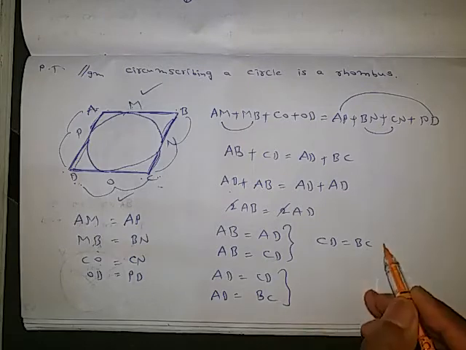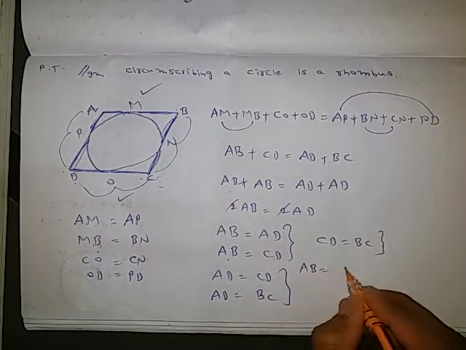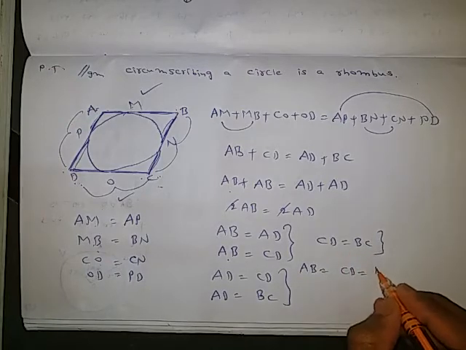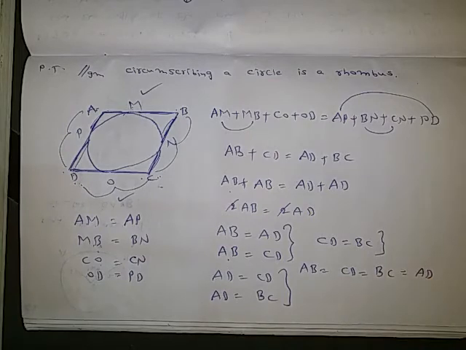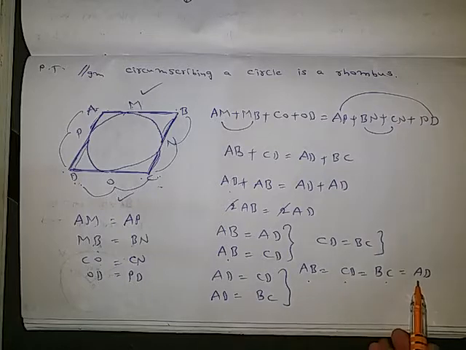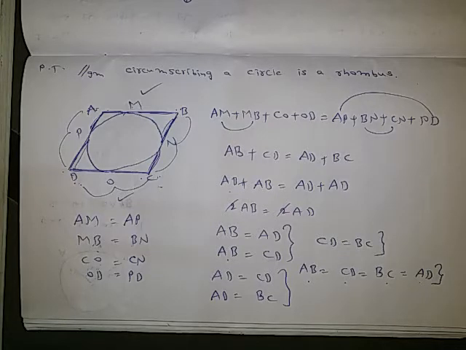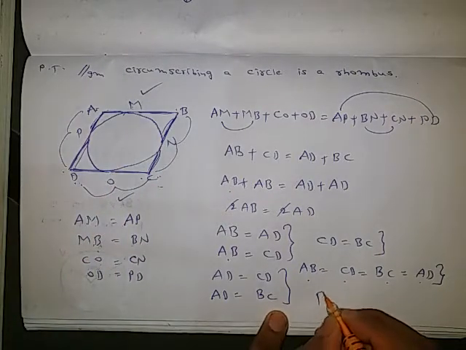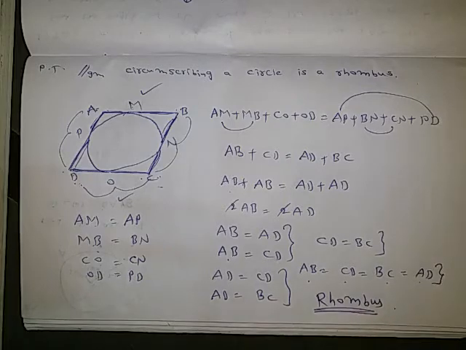Now from all these we can conclude AB is equal to CD, CD is equal to BC, that is equal to AD. So AB is equal to BC is equal to CD is equal to AD. All the four sides are equal to each other. If all the four sides are equal and it is a parallelogram, then it will become a rhombus.